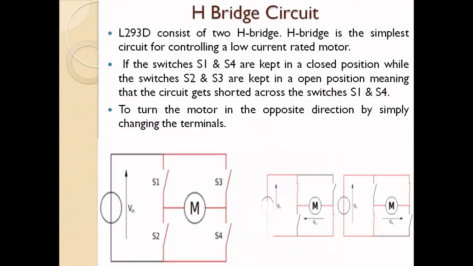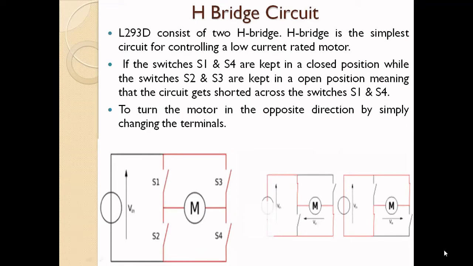You can see here, there are 4 switches available: switch 1, 2, 3 and 4. This is called an H-bridge. Normally there will be 2 switches, and with 2 switches we can only turn the motor on and off. But if you have 4 switches, we can control the direction of the motor.